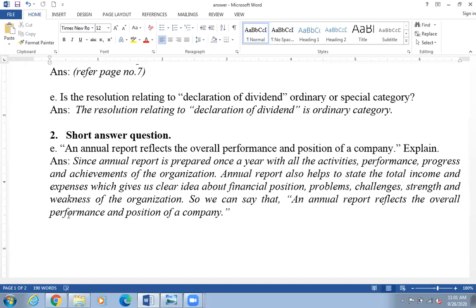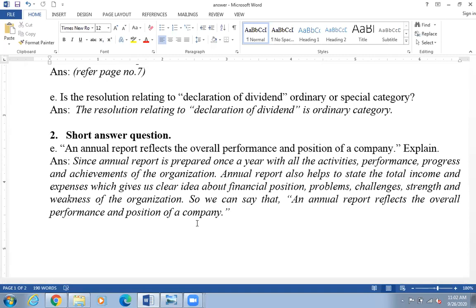Okay, so what is the problem? So I may not know it. Okay, so if you share that problem with me, then what I can do, I can solve that problem. Okay, isn't it? So all the weakness and all, what is our strength, what is our weakness, everything can be seen by the help of annual report. So we can say that annual report reflects the overall performance and position of the company. Okay, so everything is reflected by the annual report.